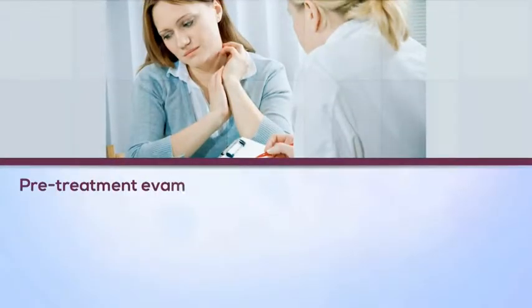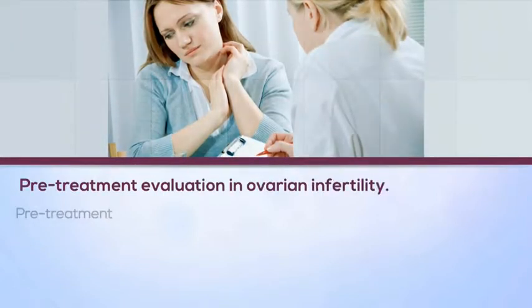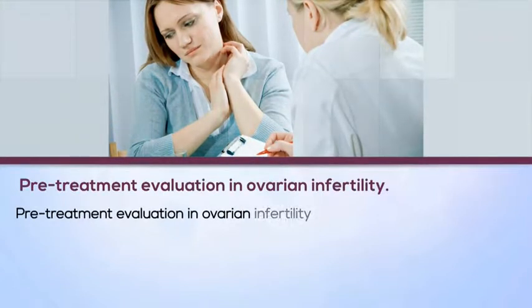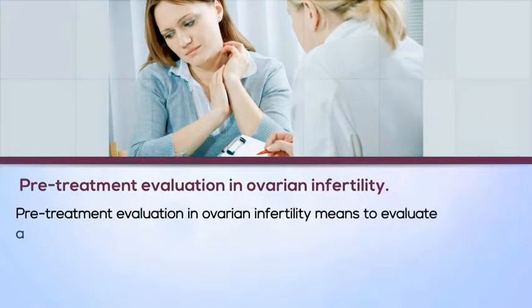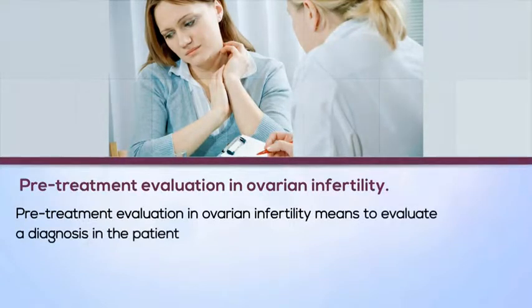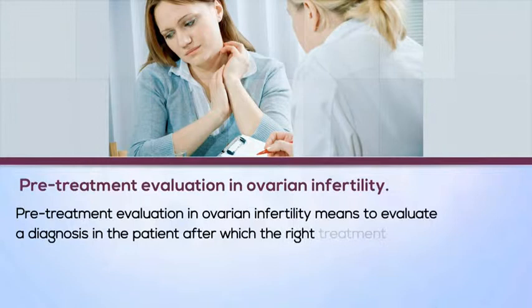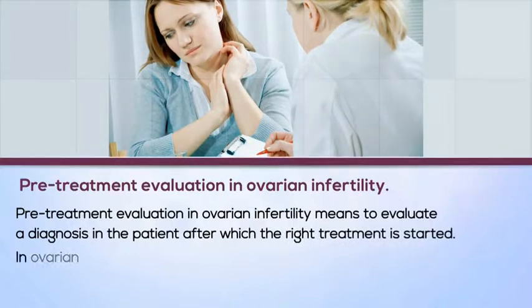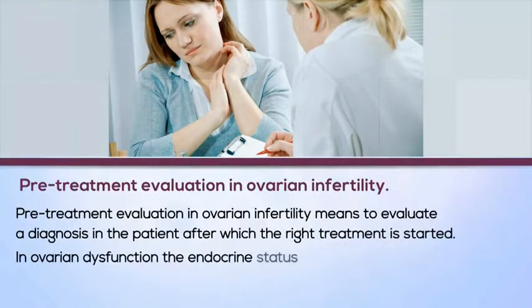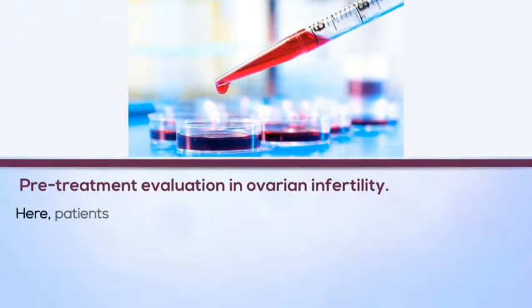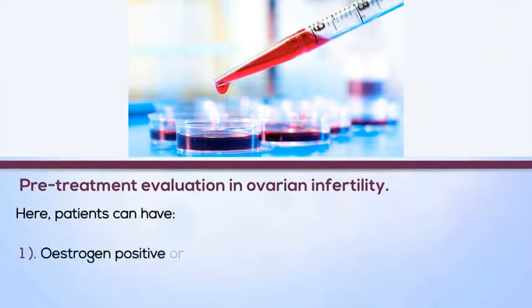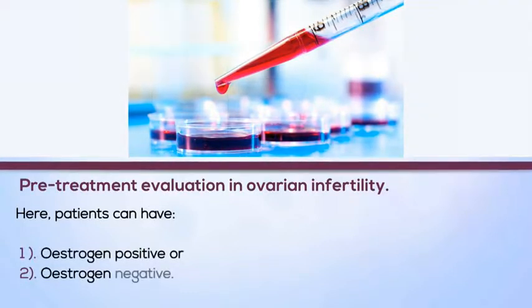3. Pre-treatment evaluation in ovarian infertility. Pre-treatment evaluation in ovarian infertility means to evaluate a diagnosis in the patient after which the right treatment is started. In ovarian dysfunction, the endocrine status has to be evaluated. Here, patients can have 1. Estrogen positive or 2. Estrogen negative.